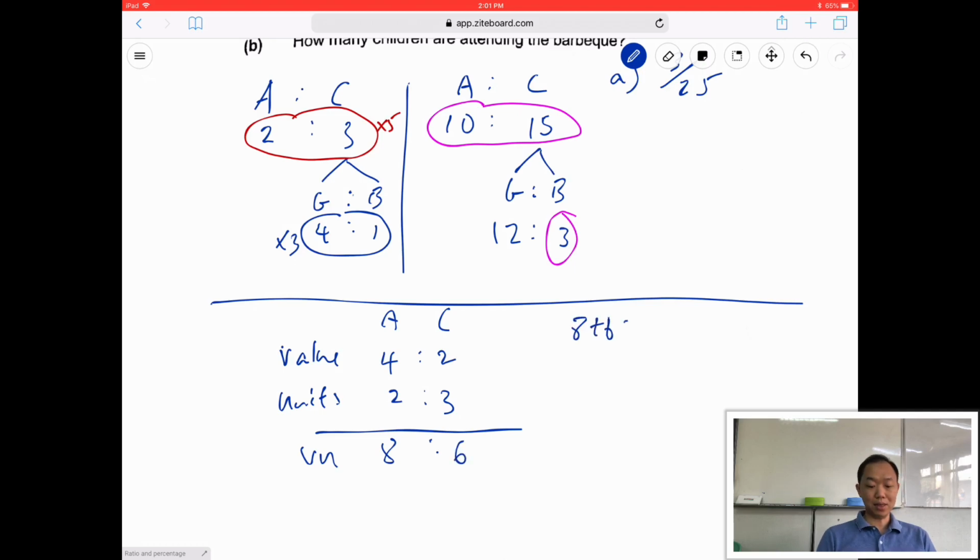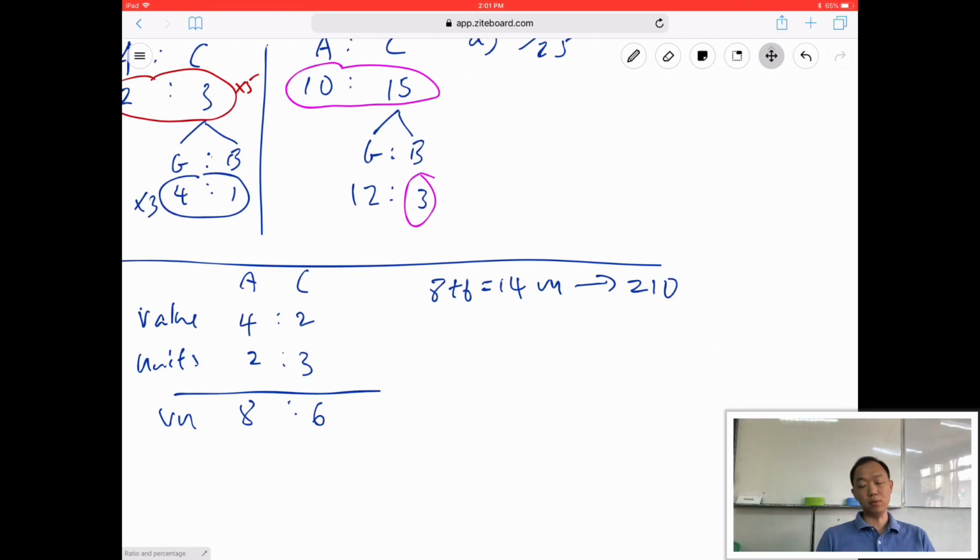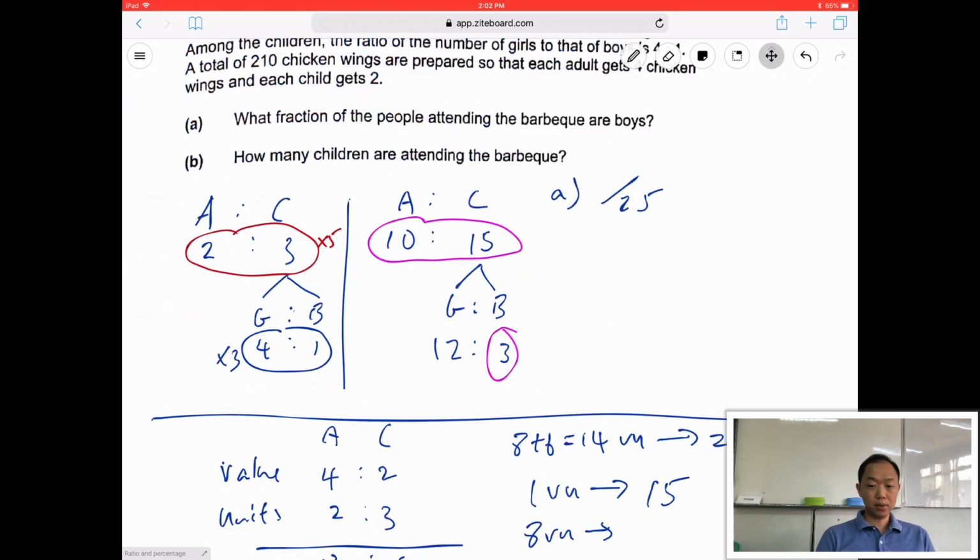So if I take 8 plus 6 is equals to 14. 14 VU represents 210 chicken wing. Yep. Okay, 14 VU represents 210 chicken wing. 1 VU is, calculator, 210 divided by 14, 15. So 1 VU is 15 chicken wing. So I want to find how many chicken wing did the adults have. That's 8. So 8 VU, 120, and 6 VU, 90. So what's the question again?